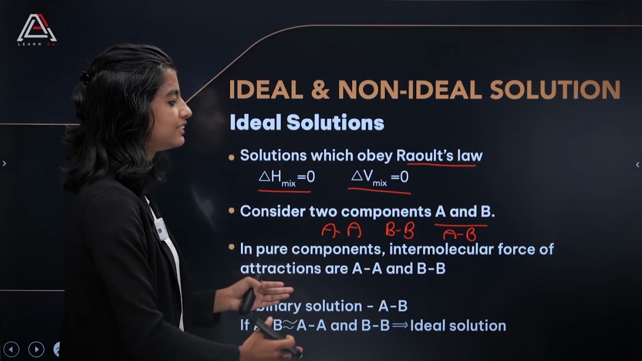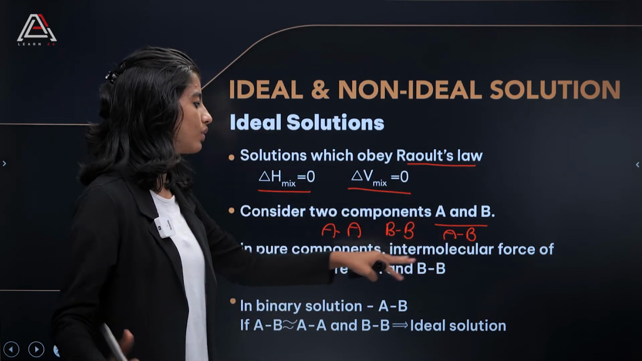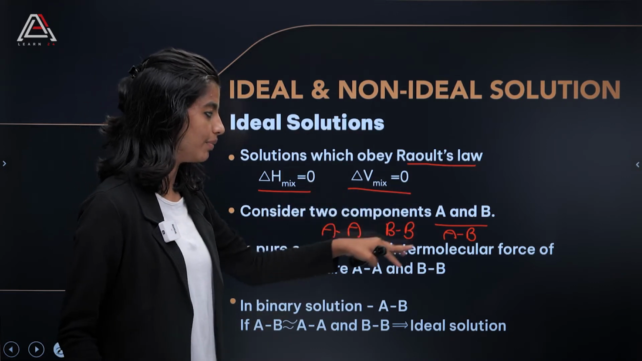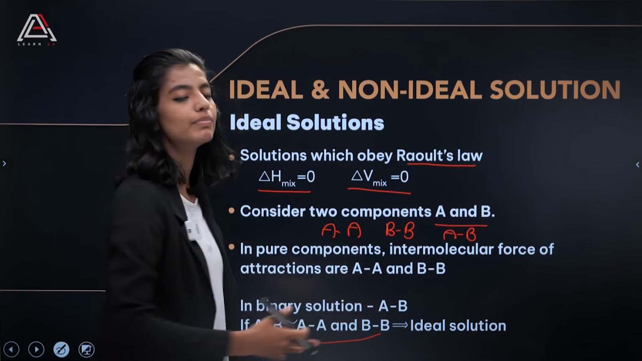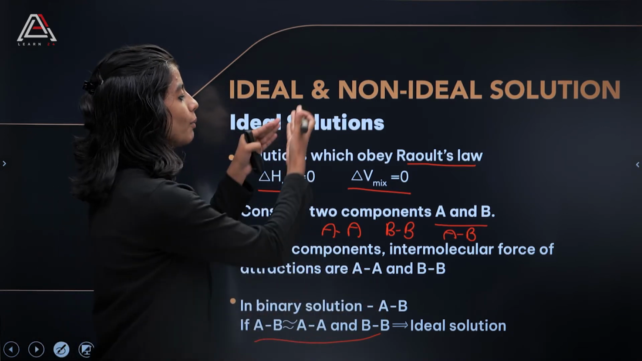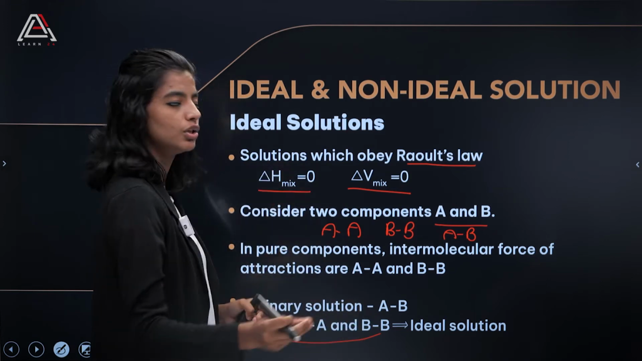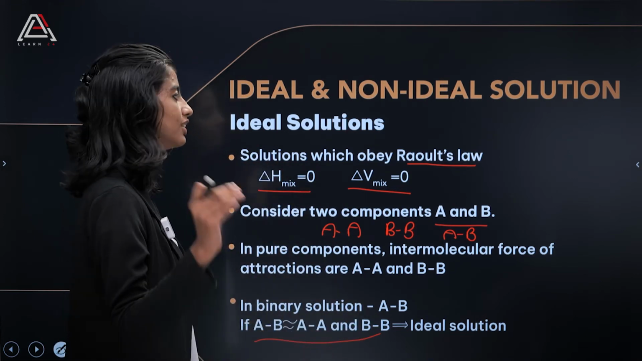In an ideal solution, this AB will be almost equal to AA and BB. If the solutions obey these conditions, the solution will be ideal. These are the conditions of an ideal solution.